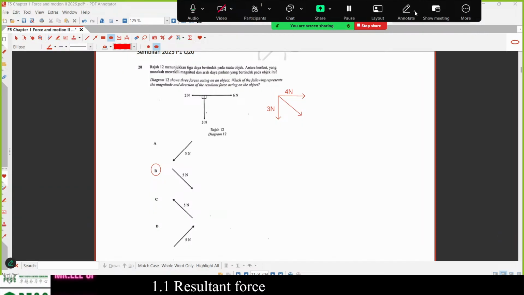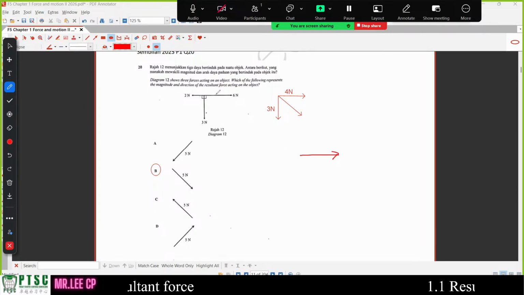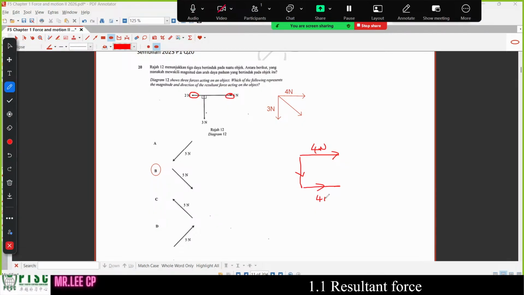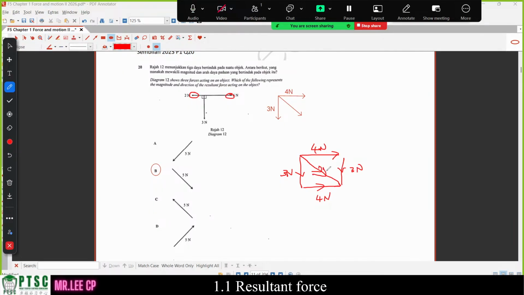Of course, you ask me, Jegu, how do you know this one goes up or goes down? You pull to the right because of this one and this one. So we get the resultant going to the right, 4. Now this one going down, 3. If you draw the triangle, this one is 3, this one is 4. This one, from where we start to where we end, is called the resultant force. 5.